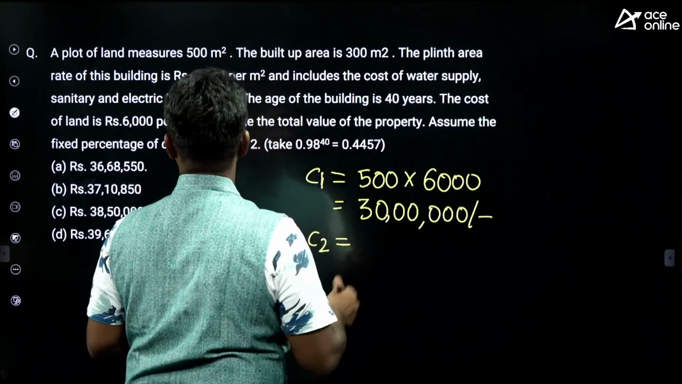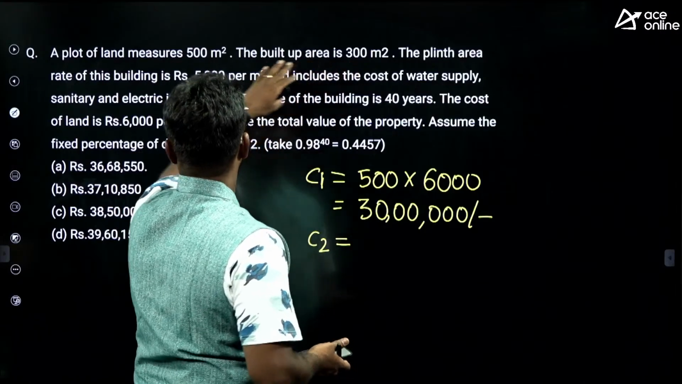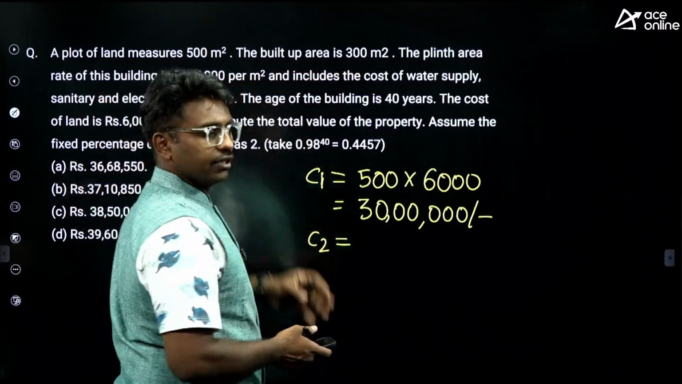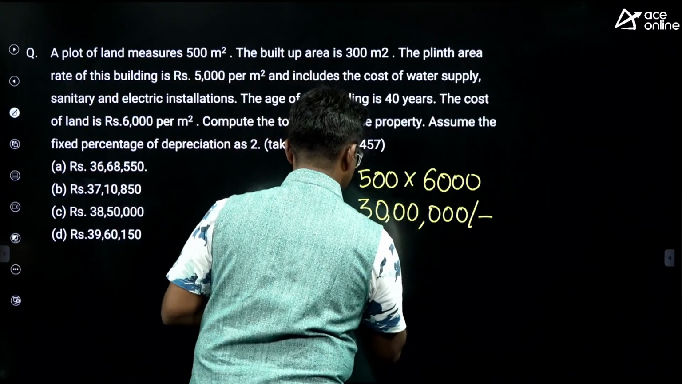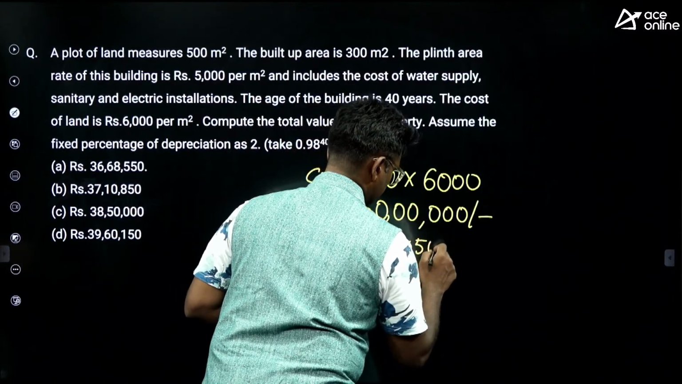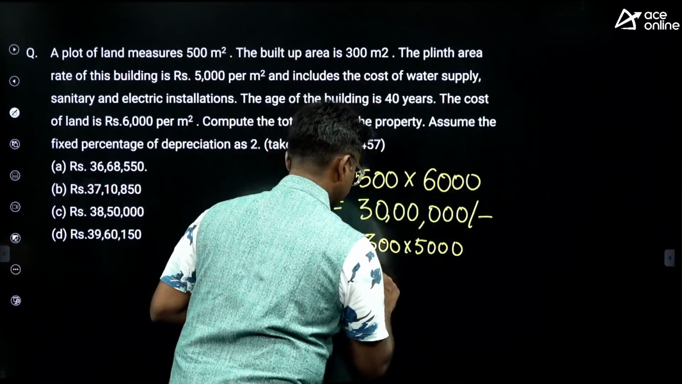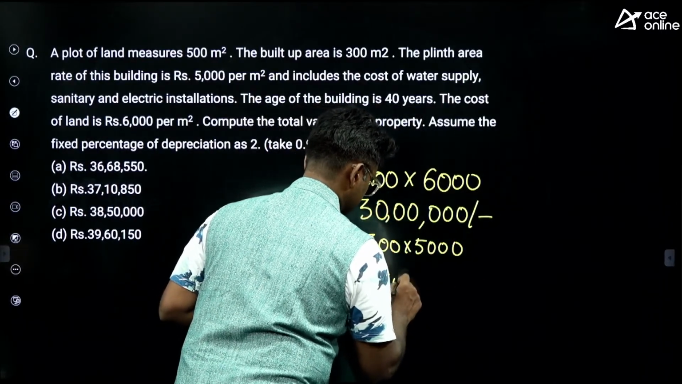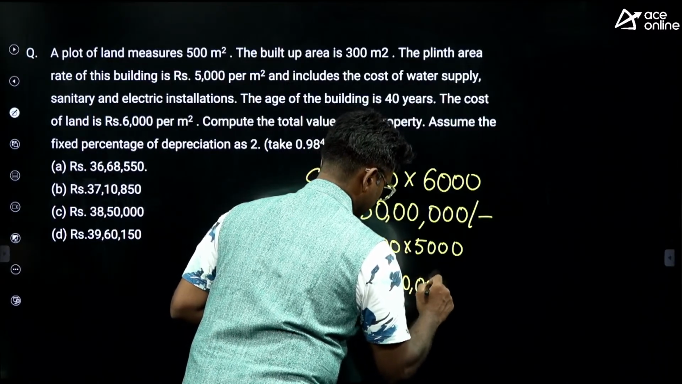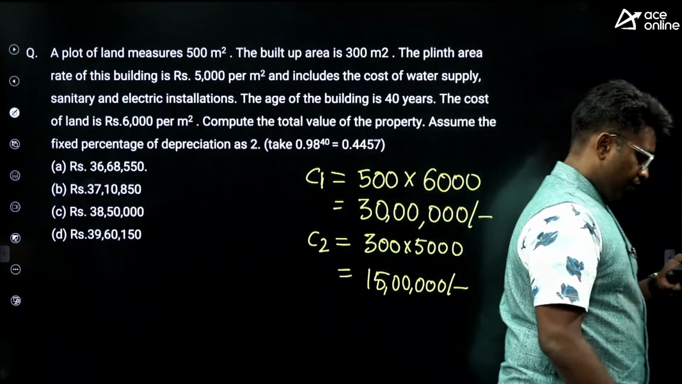Now, cost of building. How much? Built up area 300 and rate of the building is 5,000. So 300 into 5,000. So this will be C2 cost, that is 15 lakhs.